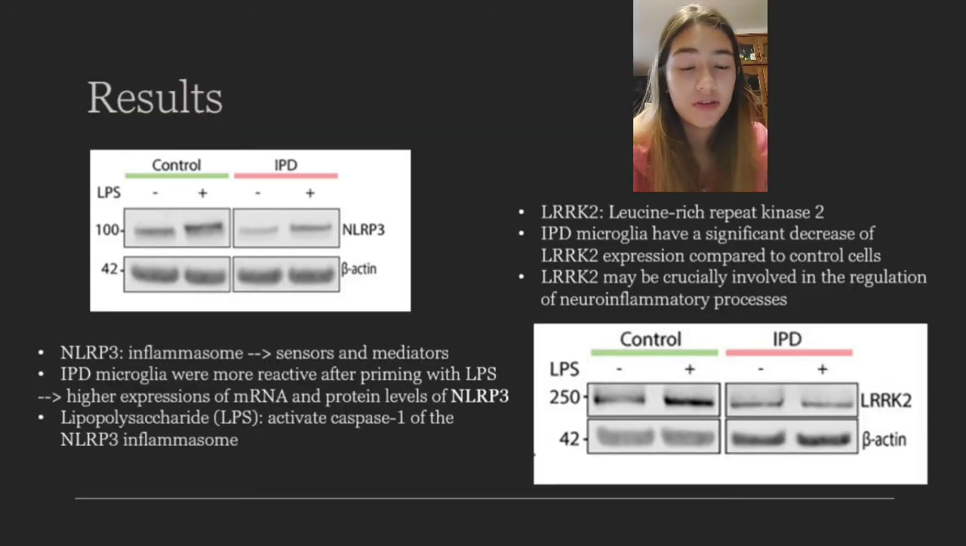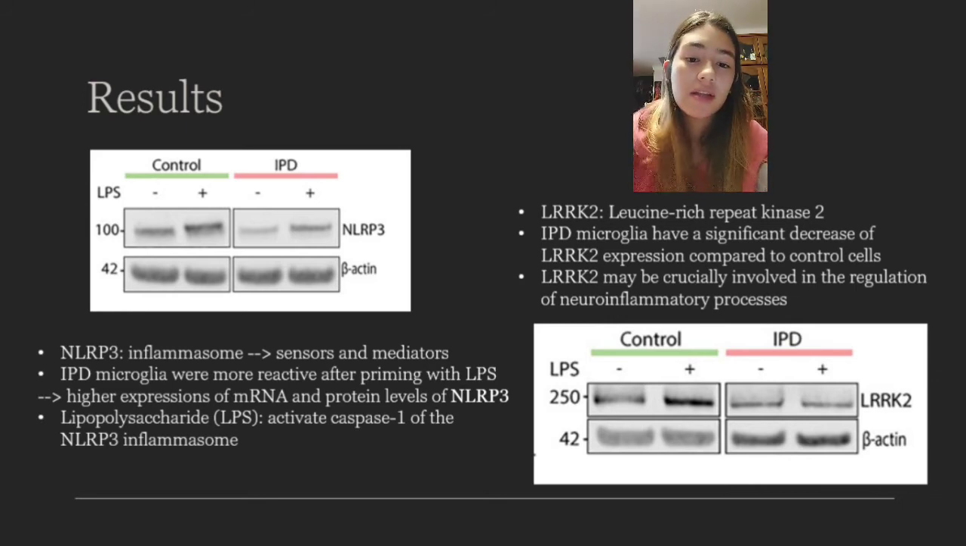Okay, here are more of the results. In the picture from above, we can see that they compared the expression of NLRP3 between the control cells and IPD. NLRP3 is an inflammasome. That means it is a complex of proteins that are sensors and mediators of the inflammation. IPD microglia were more reactive after priming with LPS. LPS means lipopolysaccharide, and it activates caspase 1 of the NLRP3 inflammasome. That is why there was a higher expression of mRNA and protein levels of NLRP3.